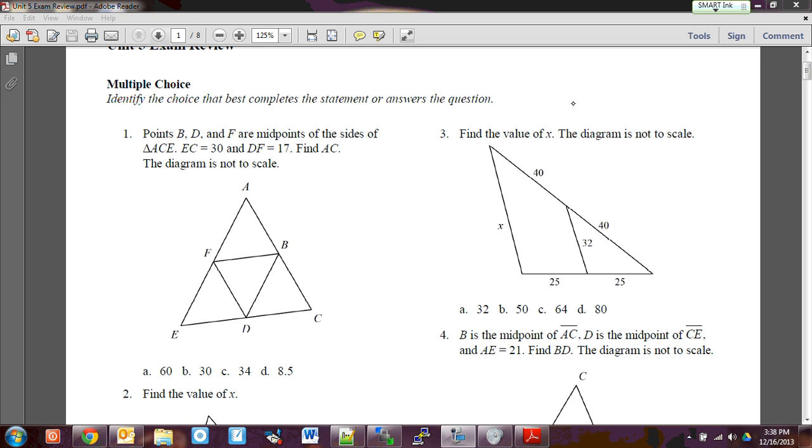Alright guys, here's your Unit 5 exam review. Remember the test is tomorrow, so make sure you come prepared to take my test. Alright, let's get to it.